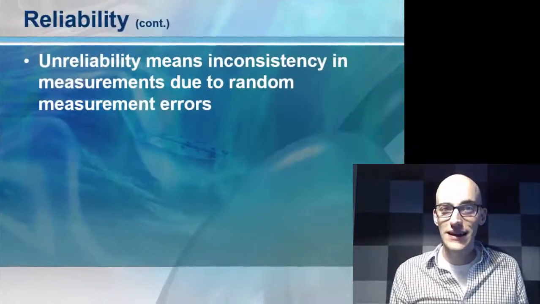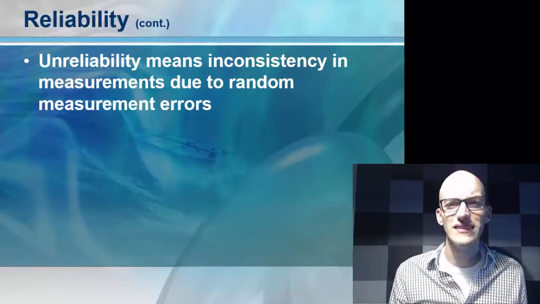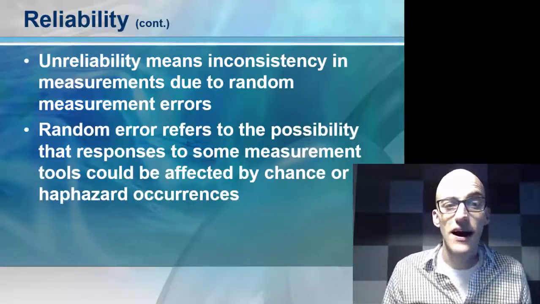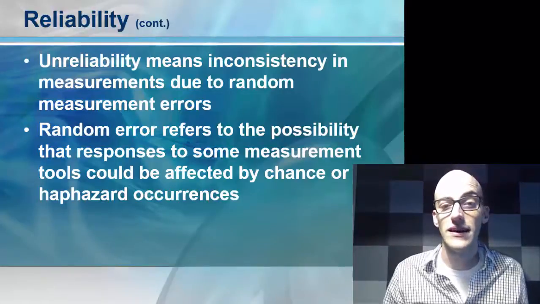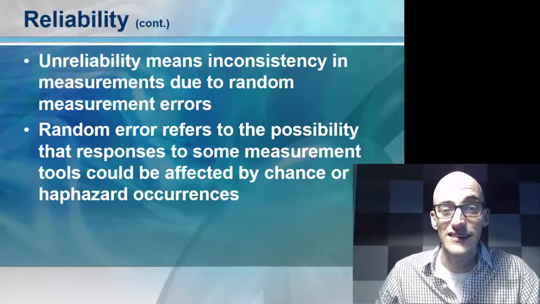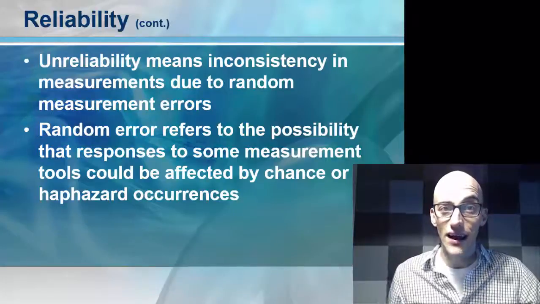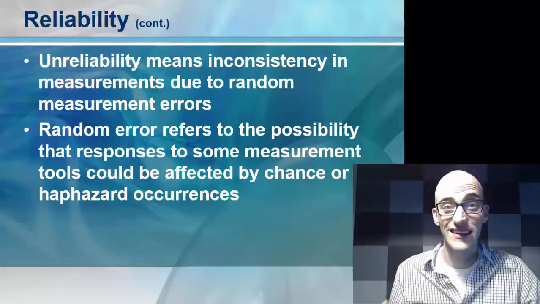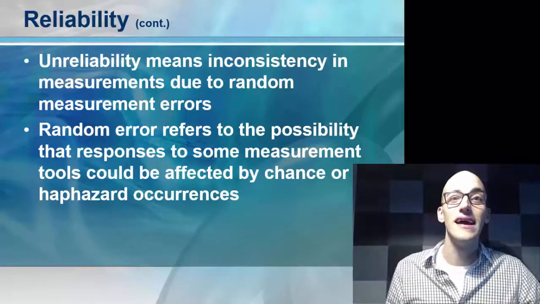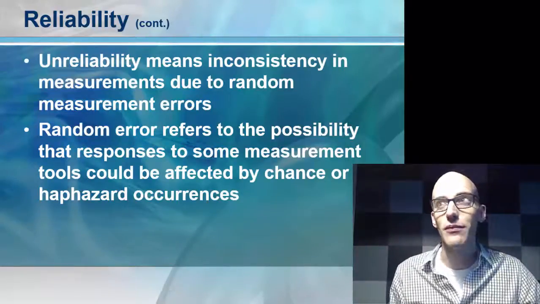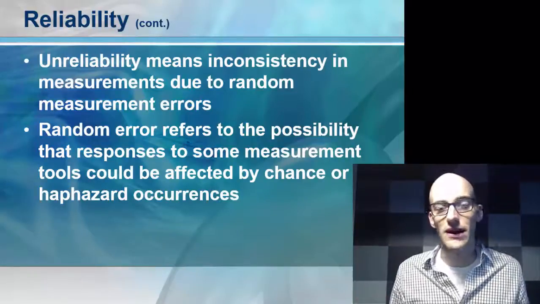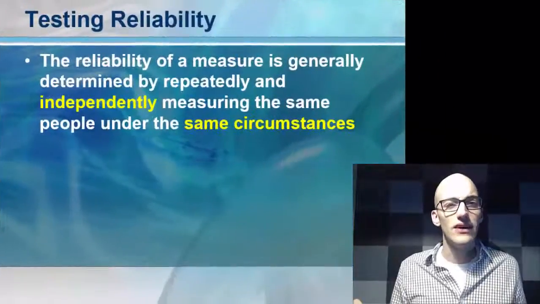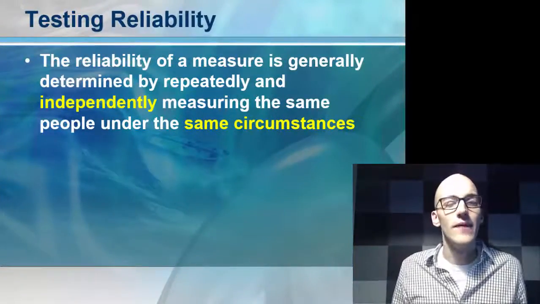In talking about reliability, what is unreliability? So this means inconsistency in a measurement due to random measurement error. And random error refers to the possibility that responses to a measurement could be affected by chance or a haphazard occurrence, such as a car accident prior to somebody filling out the measure. But it could also be something like a polar vortex hit and a person's really stressed out about that, or perhaps it's the flip side where it's 100 degrees and really humid and a person's really irritable, so they're more stressed out. This kind of begs the question of how would we know if something's reliable, right?